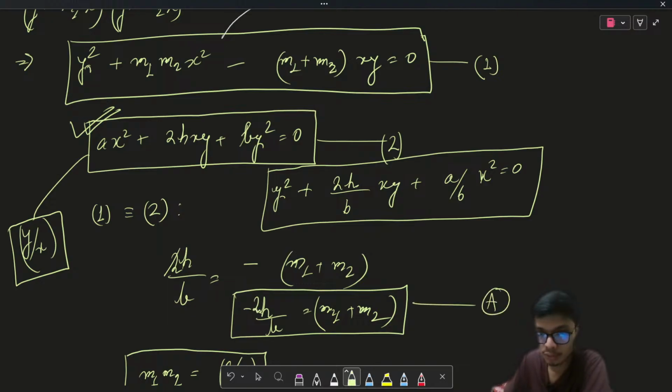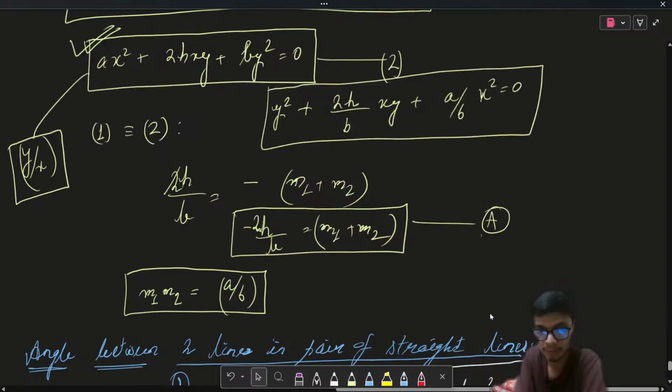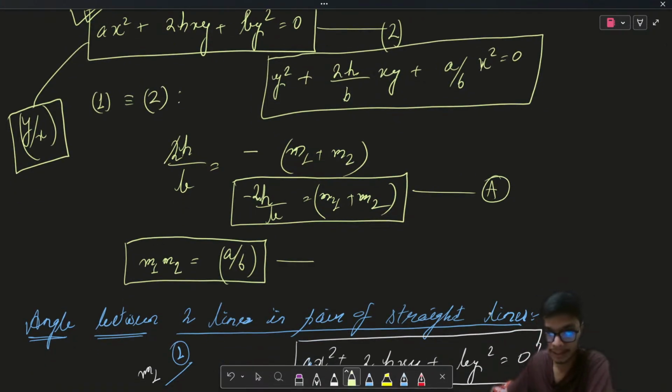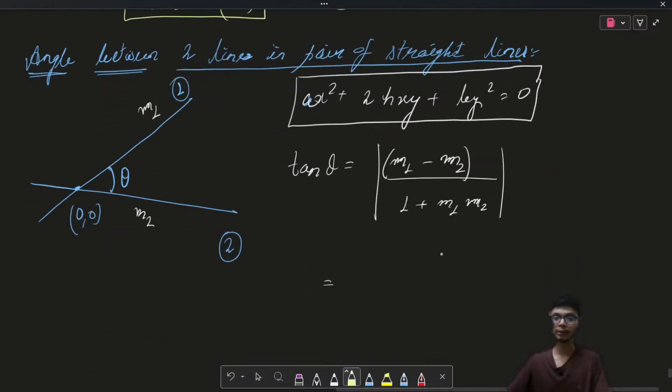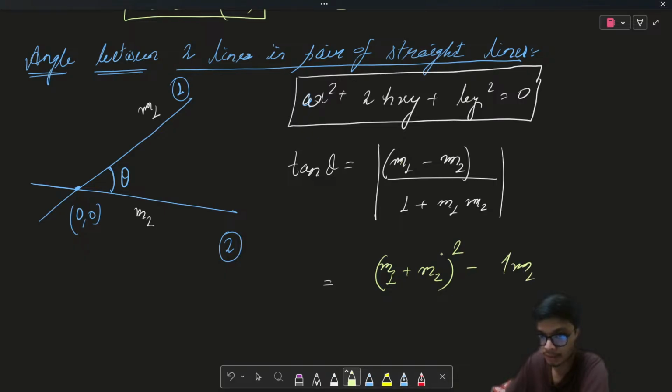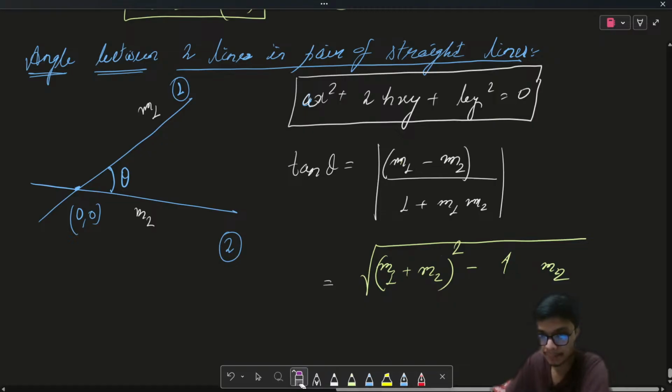Okay, so we have these two expressions, that is m1 plus m2 is equal to minus of 2h upon b, and m1 multiplied with m2 is equal to a upon b, right? So we have this result with us. Now from here, I'm trying to represent m1 minus m2 in the following known terms. I'm going to write m1 minus m2 as the square root of m1 plus m2 whole square minus 4 times m1 m2.